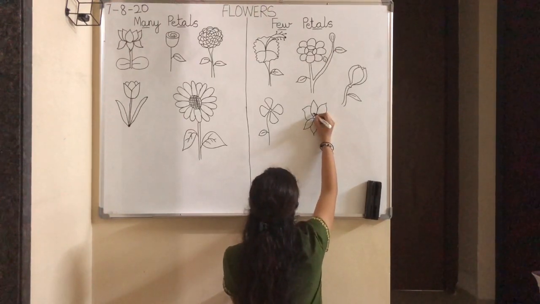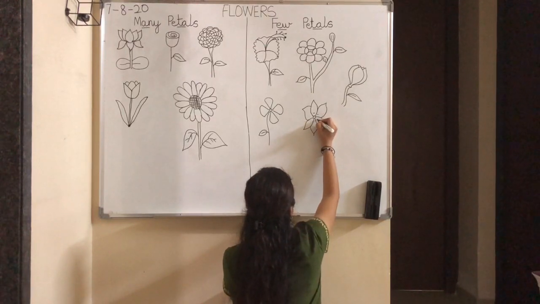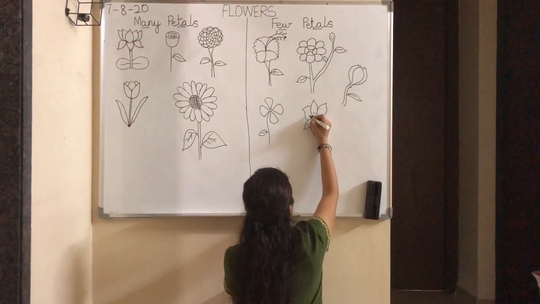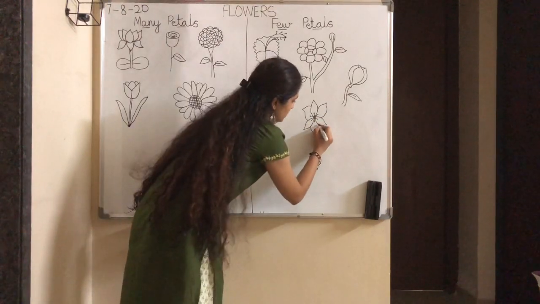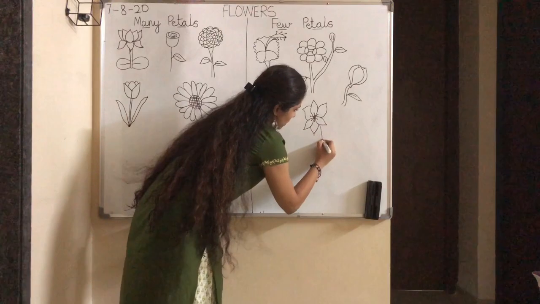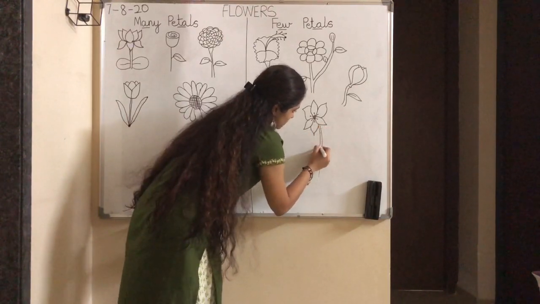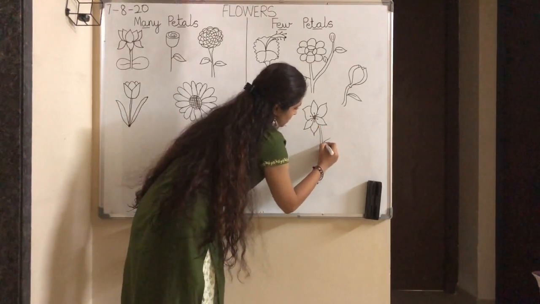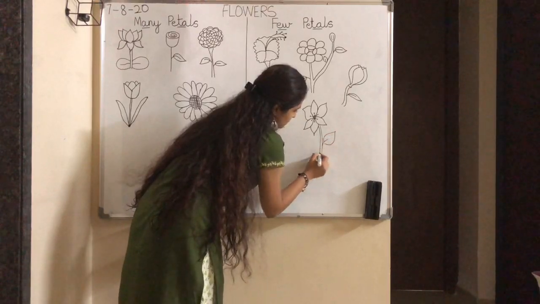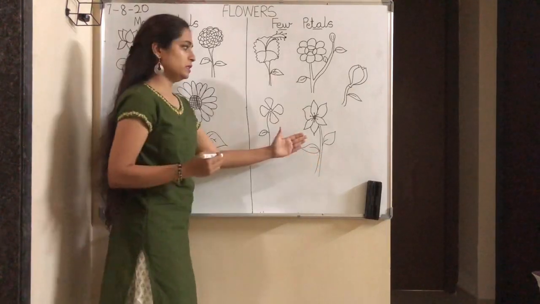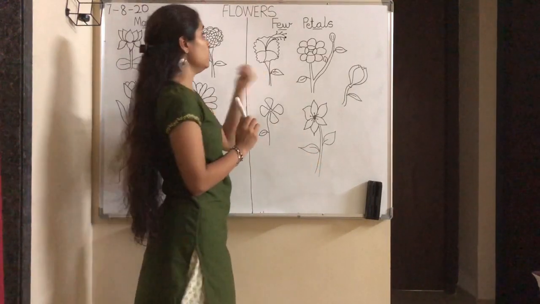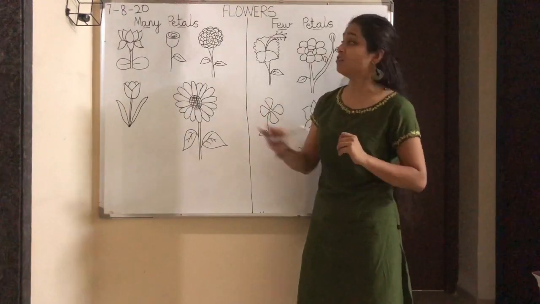Then you draw dots here. These are the stigmas. And you join it in the center. And then let's draw the stem. And then the leaves. This is lily.